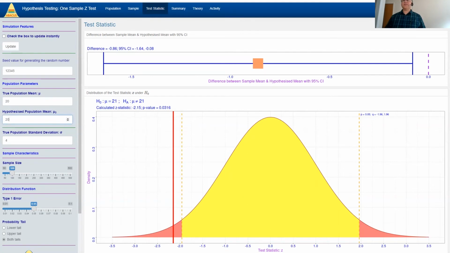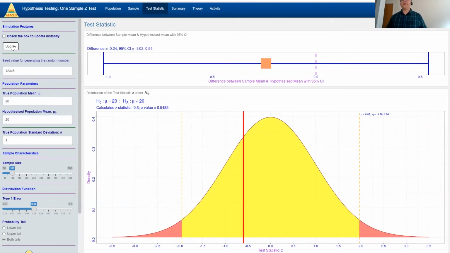Just contrast that in the same way. If we have this 20 here, and this time the p-value is 0.54, you can see that it is greater than 0.05, so we do not reject the null hypothesis. And this is my confidence interval. It goes from minus 1.02 to 0.54, and you can see that it includes 0. So again we come to the same conclusion, that we cannot reject the null hypothesis. Both ways give you the same conclusion.